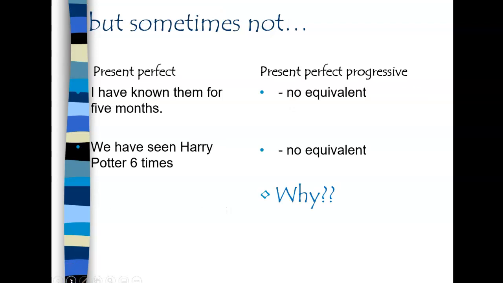Sometimes you cannot interchange those 2 verb tenses. For example, I have known them for 5 months, or we have seen Harry Potter 6 times. I cannot say I have been knowing them for 5 months. We have been seeing Harry Potter 6 times. It does not work, because to know happens in your head, and to see is also a non-action verb. If you say we have been watching Harry Potter since our early childhood, then I would say maybe it's time to watch something else.